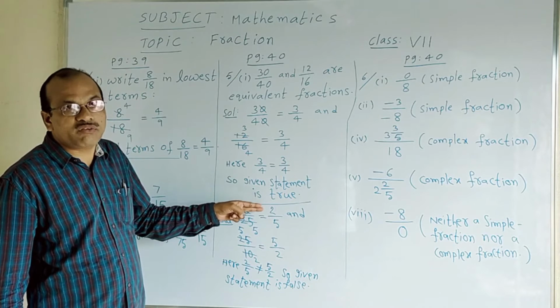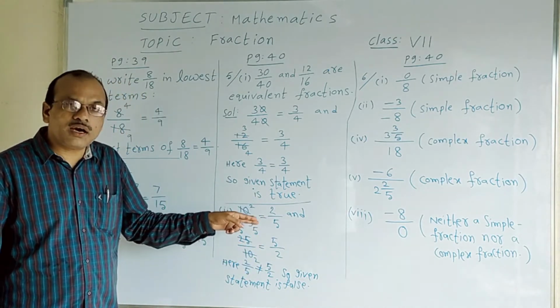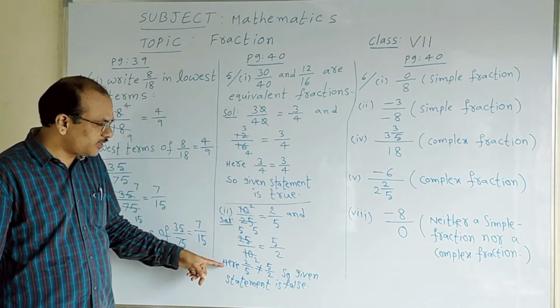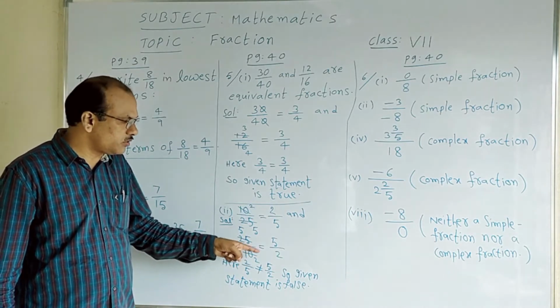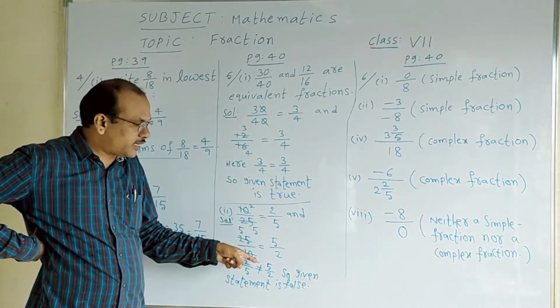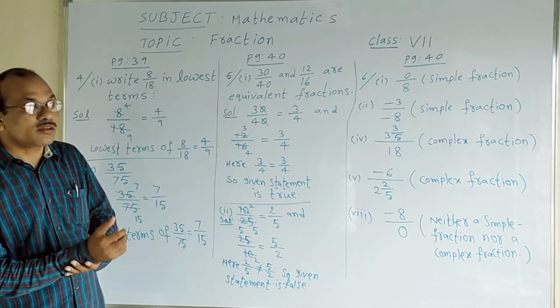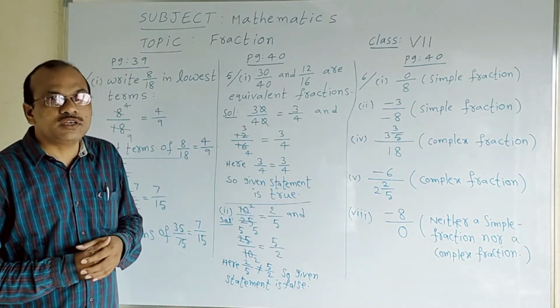First answer 2 by 5, second answer 5 by 2. Are both equal or not equal? Yes, both are not equal. Here 2 by 5, the first answer, is not equal to 5 by 2, which I got as the second answer. So the given statement is false, because they said both are equal.